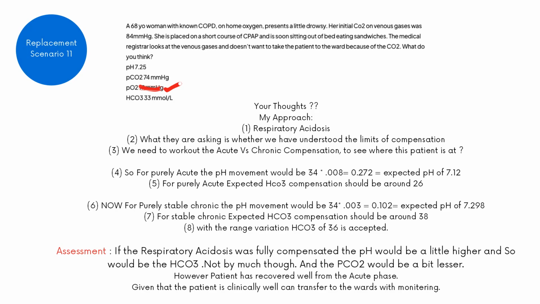To work that out, we would have to know what would be the pH change in a purely acute situation, and what would be the bicarbonate compensation in a purely acute respiratory acidotic situation. And then we would also have to know what would be the pH in a purely chronic respiratory acidotic situation, and what would be the range of bicarbonate compensation in a purely chronic situation. Having worked out a purely acute and a purely chronic situation, we then go on to compare those values to our patient's values.